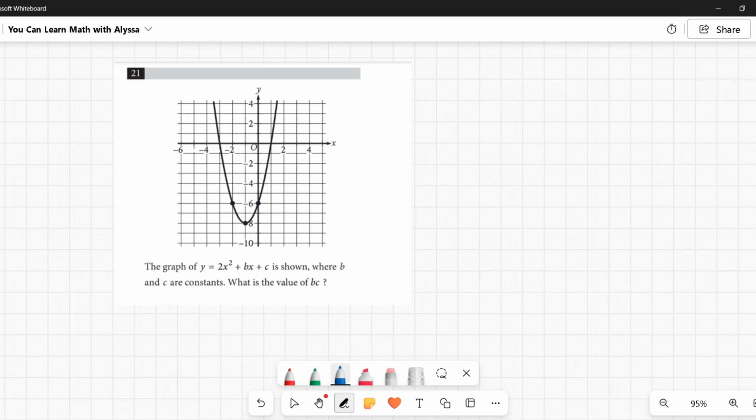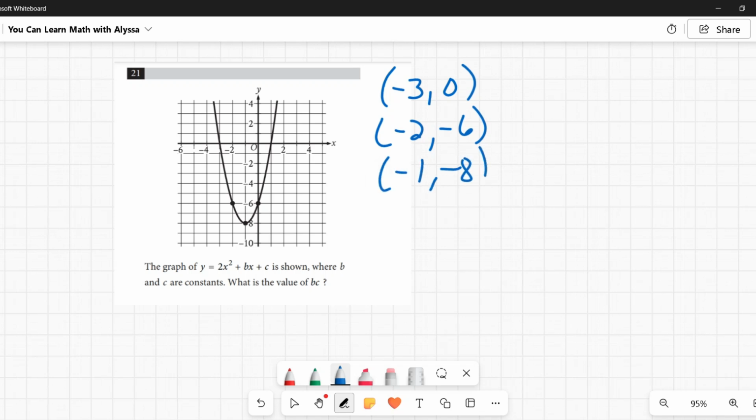So I'm going to write them all down. First they give you -3, 0. Then they give you -2, -6. And they give you -1, -8. And they give you 0, -6. And then they give you 1, 0. So they're giving you the x-intercepts, they're giving you the zeros, they're giving you the axis of symmetry. A lot of different ways you can do this.